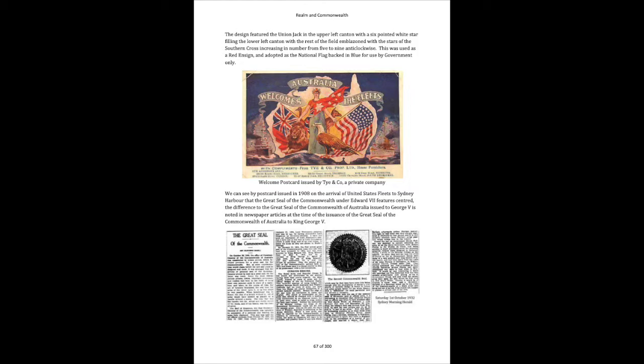We can see by postcards issued in 1908 on the arrival of the United States fleets to Sydney Harbour that the Great Seal of the Commonwealth under Edward VII features centred. The difference to the Great Seal of the Commonwealth of Australia issued to George V is noted in newspaper articles at the time of the issuance of the Great Seal of the Commonwealth of Australia to King George V.